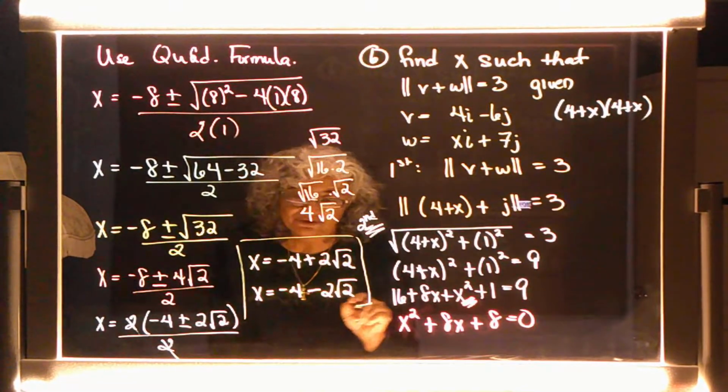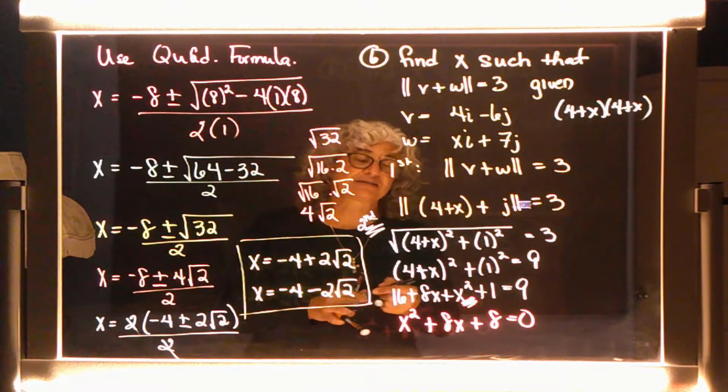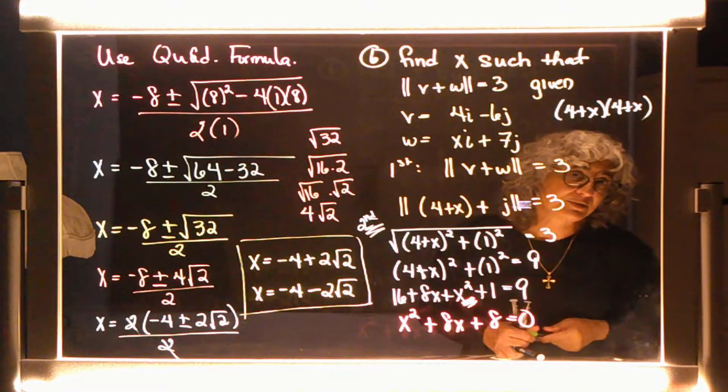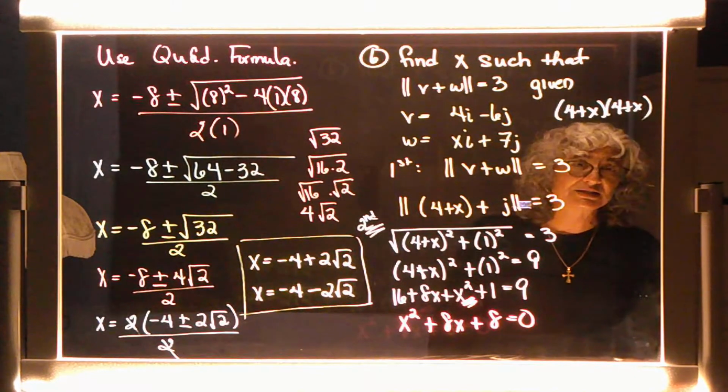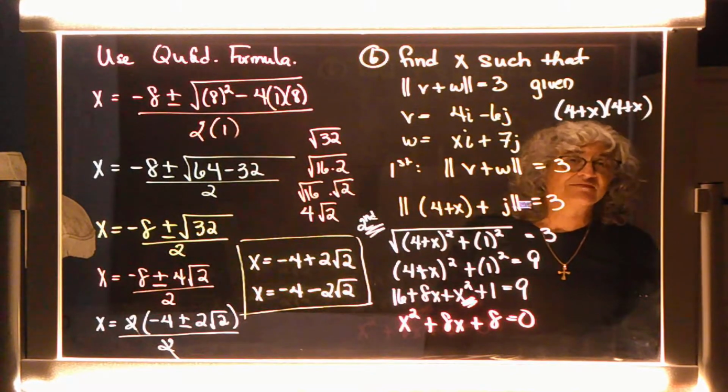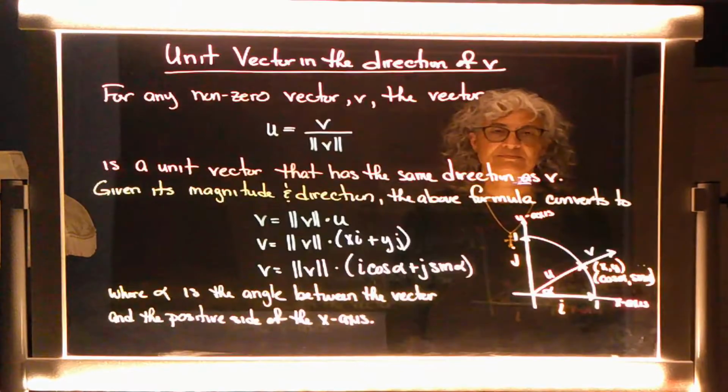And they did not give me any restrictions on x. They didn't say x had to be a positive number or a negative number. So both those answers are going to be allowed at this point, and if they don't want a decimal, then I need to leave it in that format. Cool? Awesome. So hang in there. We're going to talk about those units.